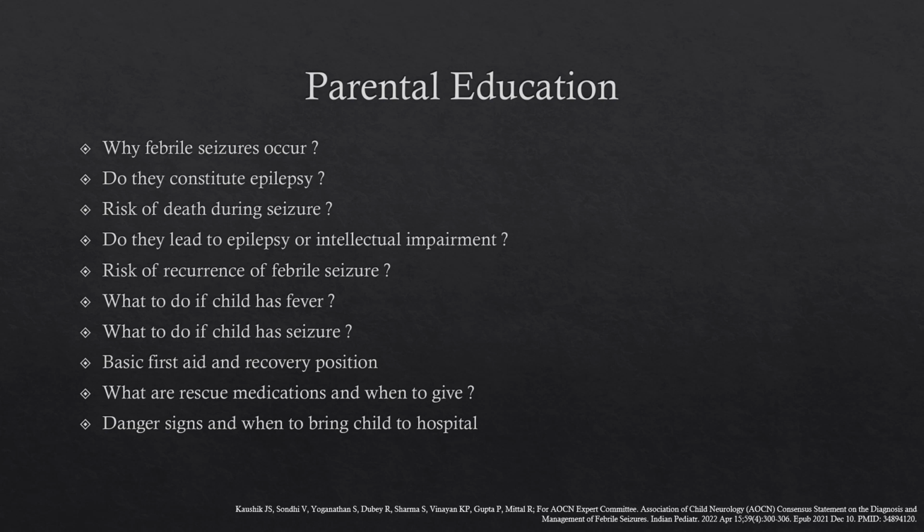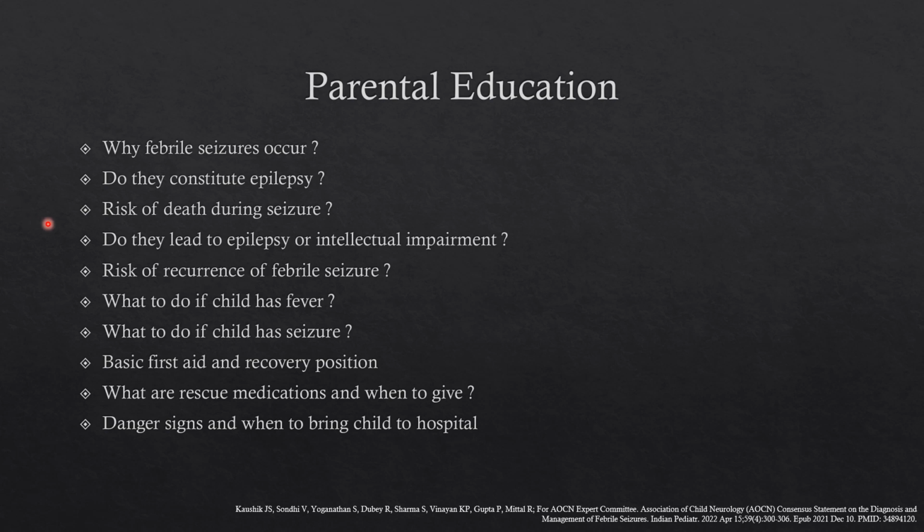Now coming to the last and most important step. Before sending the child home or before discharging an admitted patient of febrile seizure, you must explain to the parents the following things. Why do febrile seizures occur? Do they constitute epilepsy? What is the risk of death during a seizure? Do they lead to epilepsy or intellectual impairment? What is the risk of recurrence of febrile seizure? What to do if the child has fever? What to do if the child has seizure? What is the basic first aid and recovery position? What are the rescue medications and when to give? And what are the danger signs and when to bring the child to hospital?